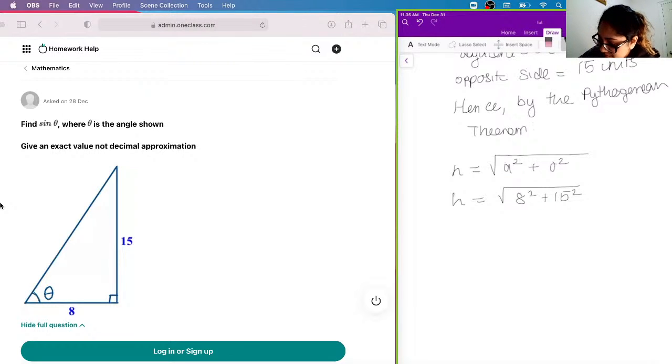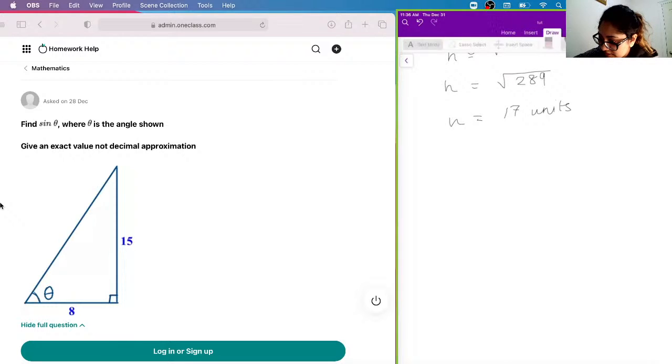And so we can simplify this, and we get 64 plus 225. And if we further simplify this, h is equal to the square root of 289. And if you put this in your calculator, the square root of 289 is 17. So we have 17 units as h.